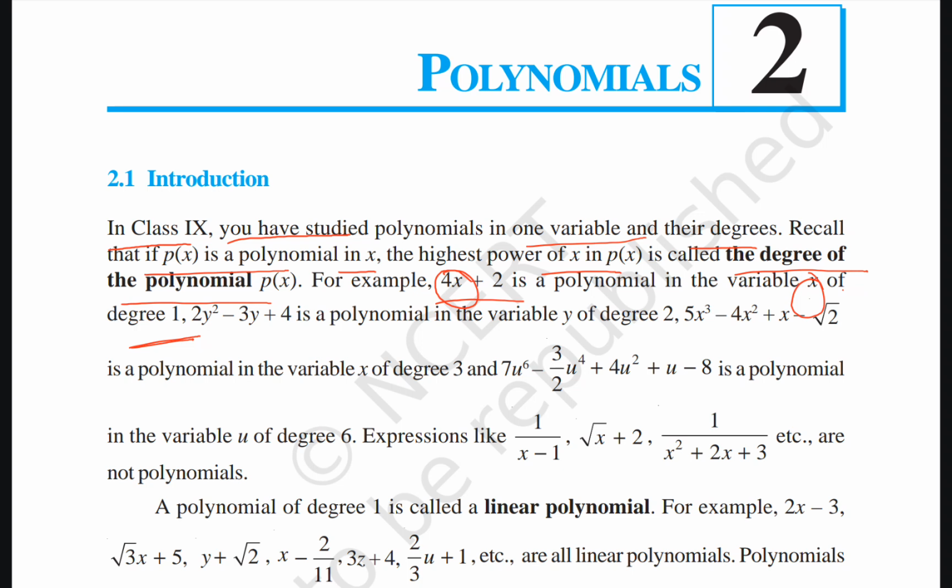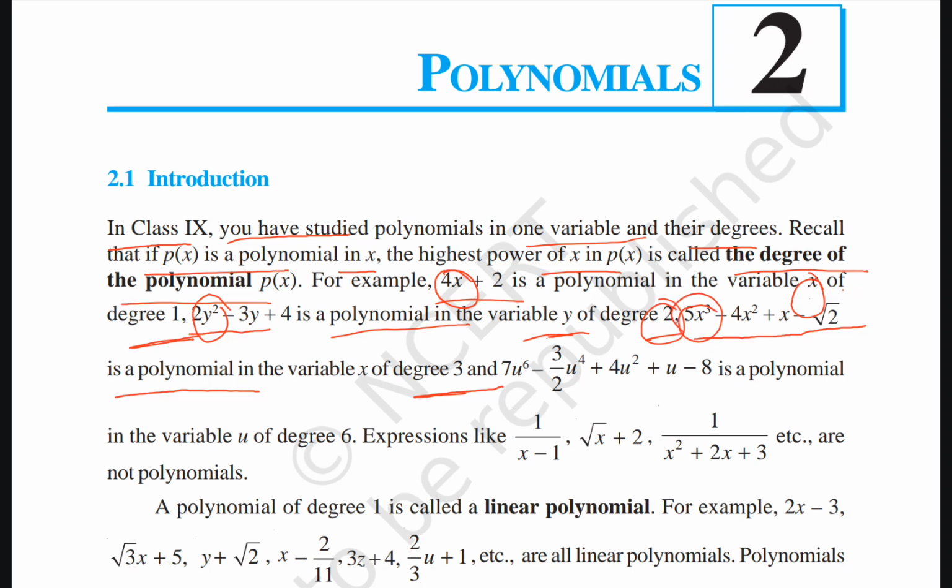Now see one more example. 2y² - 3y + 4 is a polynomial in the variable y of degree 2. You can see here the power of y is 2, so the degree of this polynomial is 2. Now one more example, 5x³ - 4x² + x - √2. This is a polynomial in the variable x of degree 3.